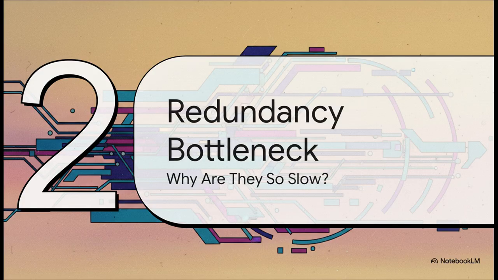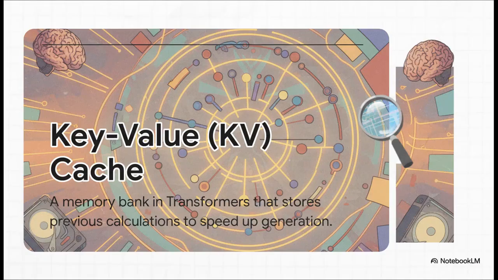So, let's dig into that inefficiency. What's actually going on under the hood that's causing this massive slowdown? Well, it all comes down to one word: redundancy. You know, in most modern AIs, there's a really clever trick to speed things up. It's called a key value cache, or KV cache. You can basically think of it as the AI's short-term memory. It stores calculations it's already done, so it doesn't have to waste time doing the same math again and again.